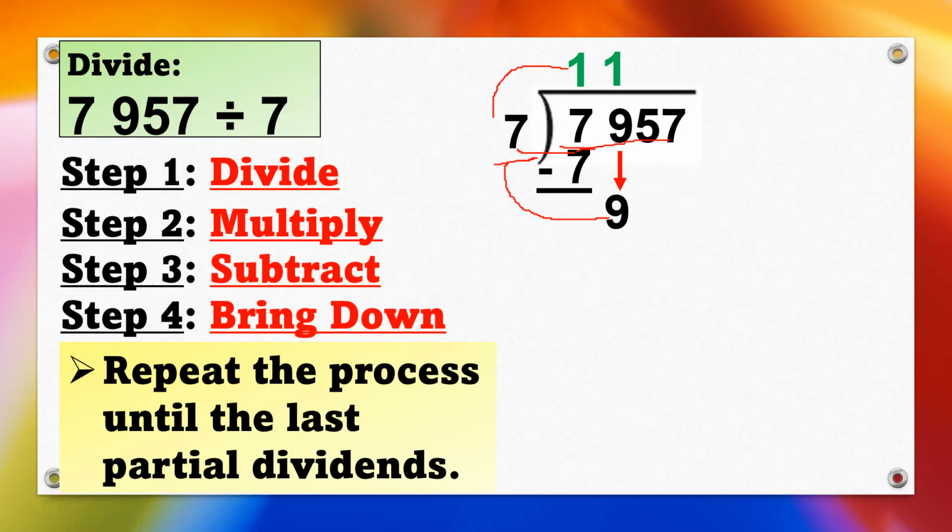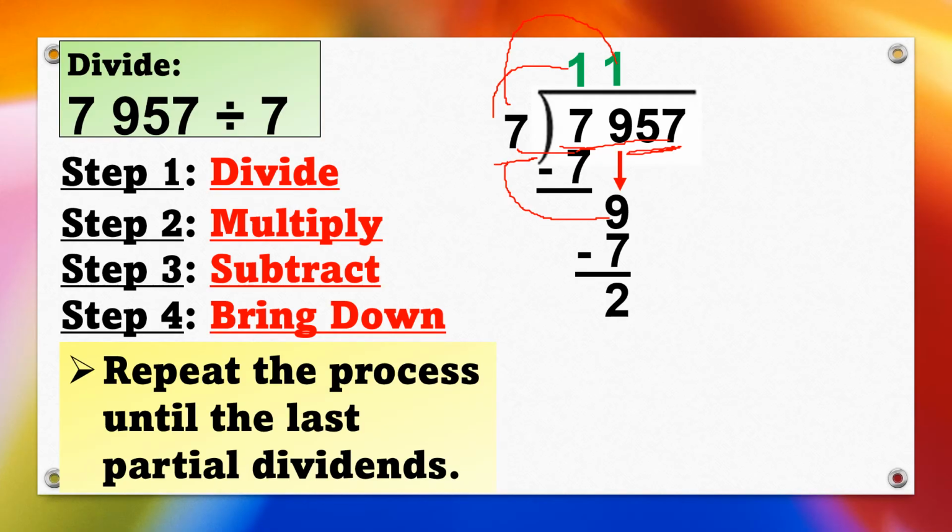So let's proceed to step number 2. We're going to multiply. Multiply 1 and 7. So 1 times 7 is equal to 7. We're going to put that below 9. Let's proceed to step number 3. We're going to subtract. Subtract 9 minus 7. So 9 minus 7 is equal to 2. But we have still remaining digit here.